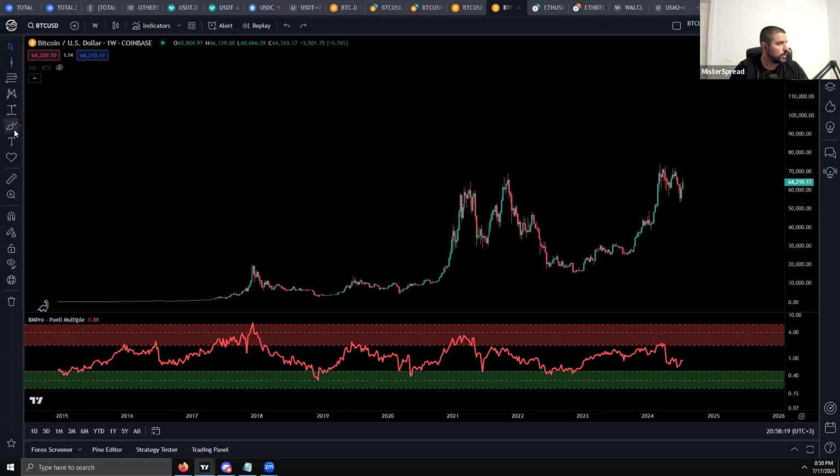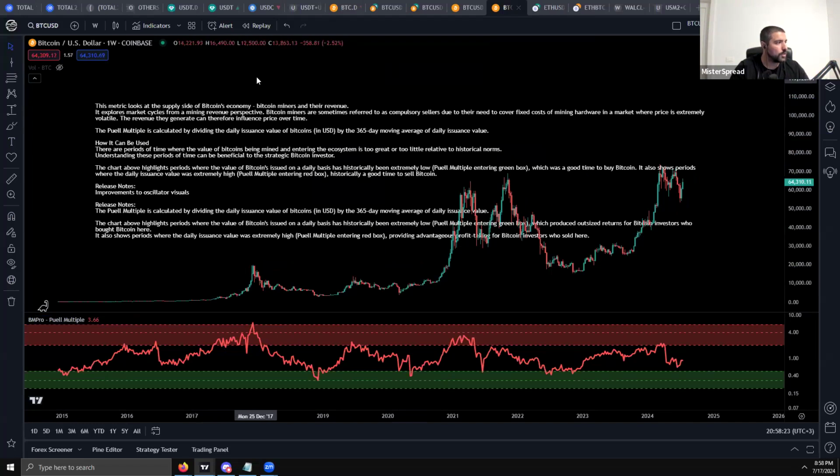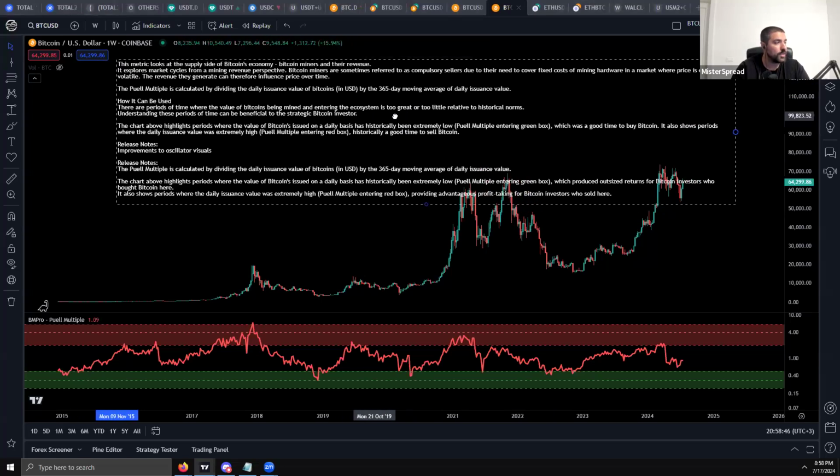Let me show you exactly now, and how you're going to read about the Puell Multiple. So this metric looks at the supply side of Bitcoin's economy, meaning Bitcoin's miners and their revenue. It explores market cycles from a mining revenue perspective. Bitcoin miners are sometimes referred to as compulsory sellers due to their need to cover fixed costs of mining hardware in a market where price is extremely volatile. The revenue they generate can therefore influence price over time.